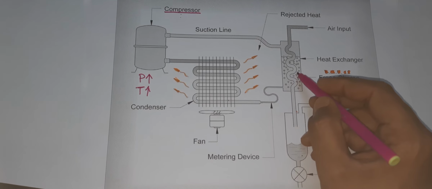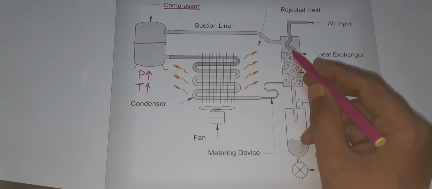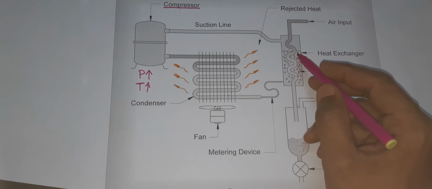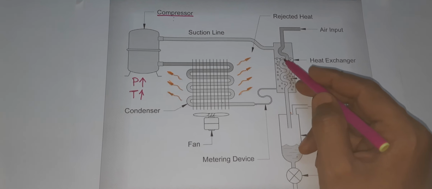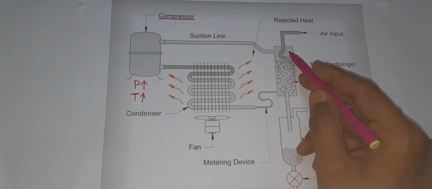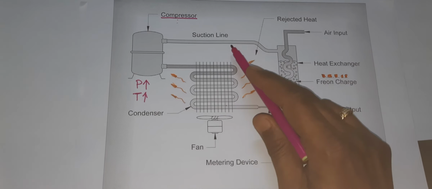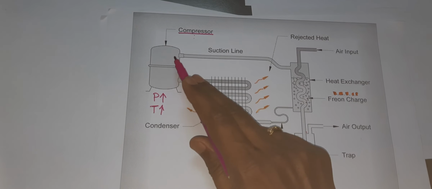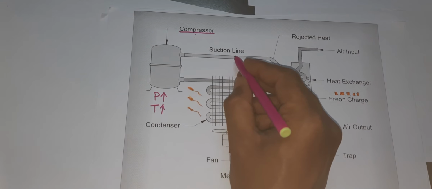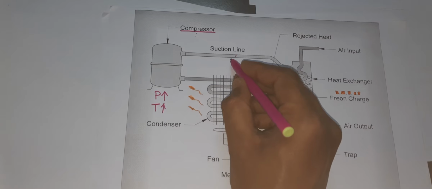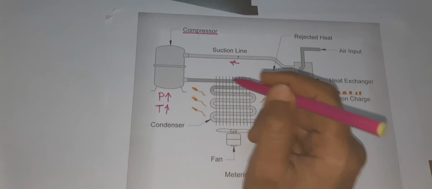Here the gas that passes through this evaporator will get slightly heated by absorbing the heat from the air, and this slightly heated freon gas will again go back to the compressor. You can see here this is the suction line. It goes back to the compressor.